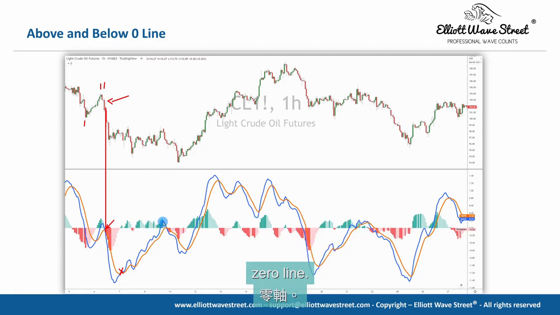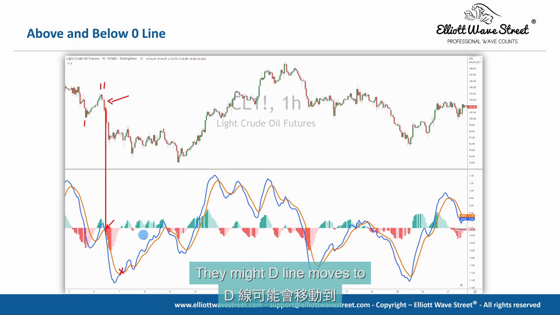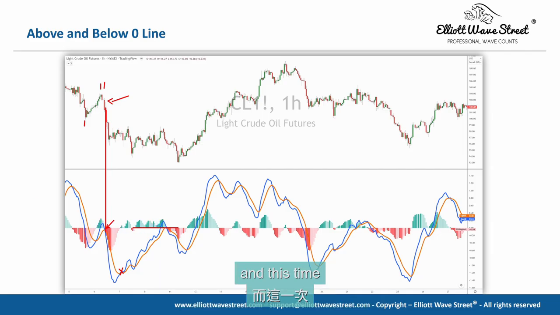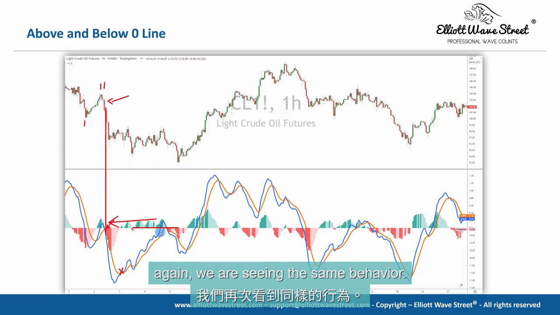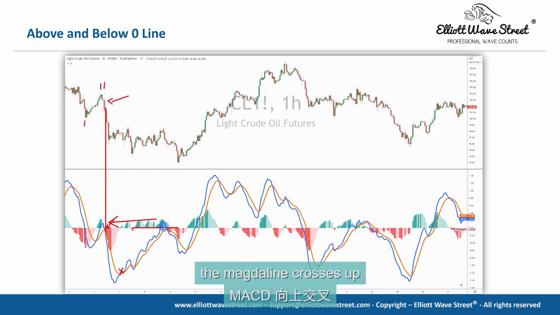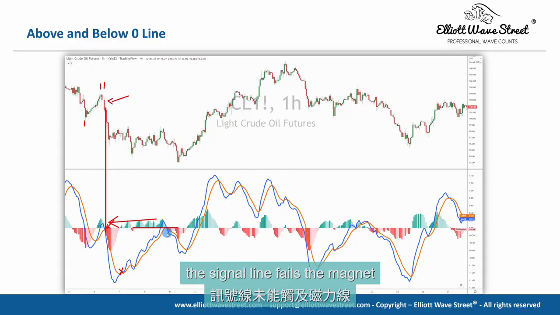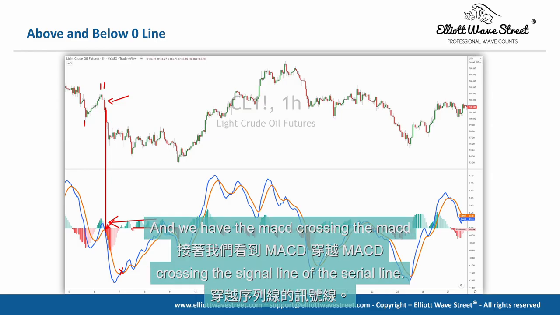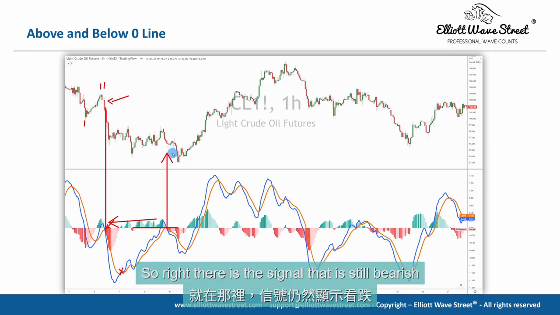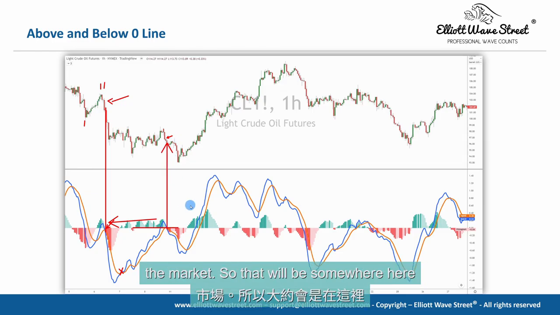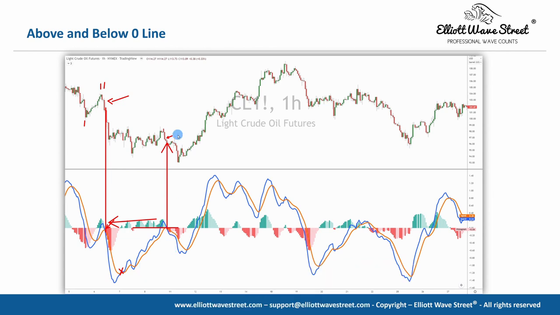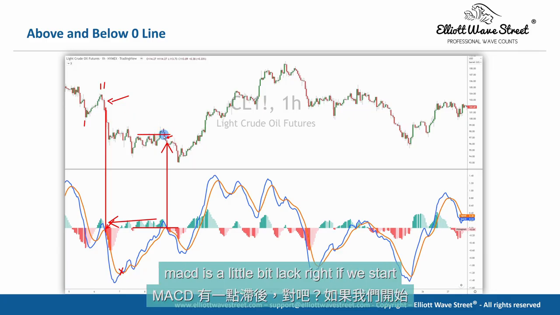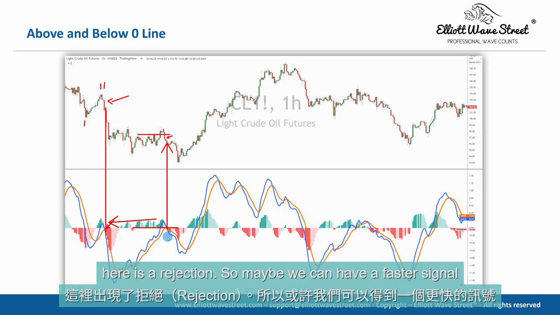But look, the price moves back in, and the MACD line moves to the zero line again, to this area. And this time we are seeing the same behavior as the previous attempt. The MACD line crosses up, the signal line fails, the MACD starts hooking down, and we have the MACD crossing the signal line and the zero line. So right there is the signal that the market is still bearish. That will be somewhere here in this area. We are going to talk later about how we can accelerate those signals, because clearly the MACD lags a little bit. If we start seeing price action, we can say, oh, here is a rejection, so maybe we can have a faster signal than the MACD.